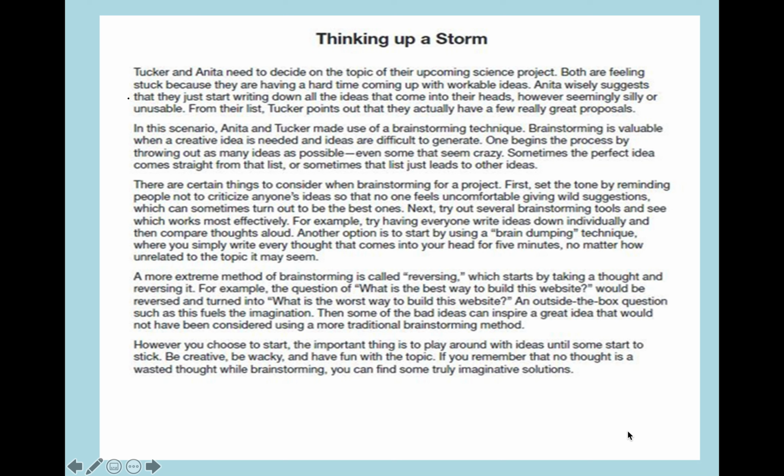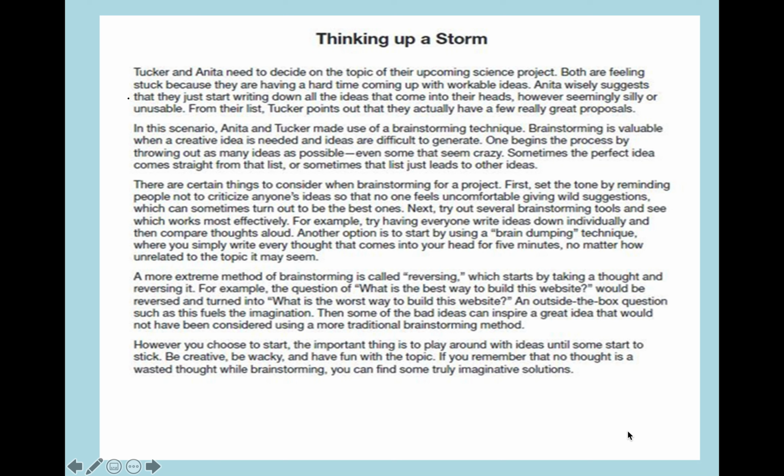Tucker and Anita decide on the topic for their upcoming science project. Both are feeling stuck because they're having a hard time coming up with workable ideas. Anita wisely suggests that they start writing down all the ideas that come into their heads, however seemingly silly or unusable. From their list, Tucker points out that they actually have a few really great proposals. In this scenario, Anita and Tucker made use of a brainstorming technique. Brainstorming is valuable when a creative idea is needed and ideas are difficult to generate. One begins the process by throwing out as many ideas as possible, even when some seem crazy. Sometimes the perfect idea comes straight from that list, or sometimes that list just leads to other ideas.